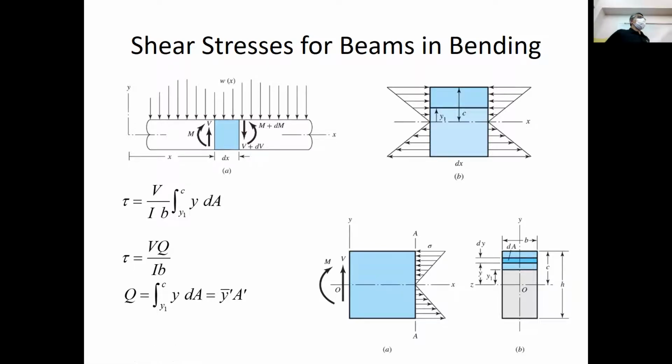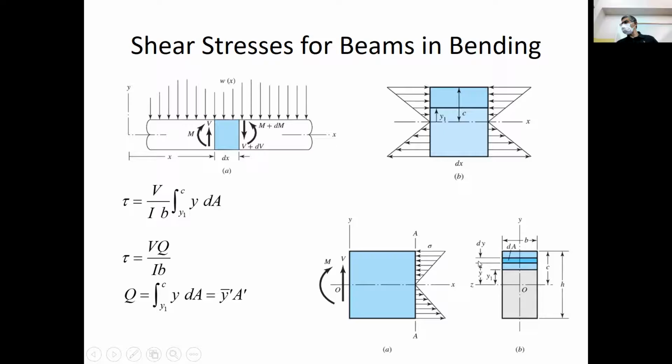Beams, while primarily in bending, are also in shear. So there are shear stresses for beams in bending. And maybe a good way to describe it: if you hold a deck of cards in your hand and try to bend it, you will see that the cards are trying to move one with respect to the other in the lateral direction. And this is what creates a shear stress.